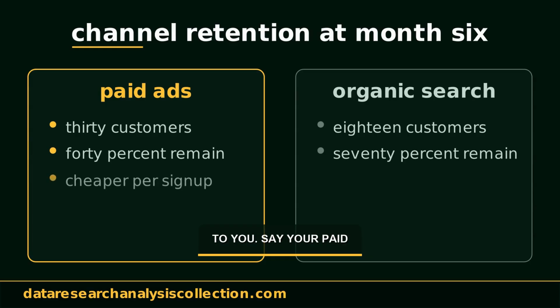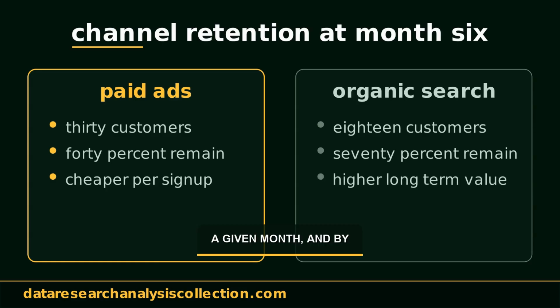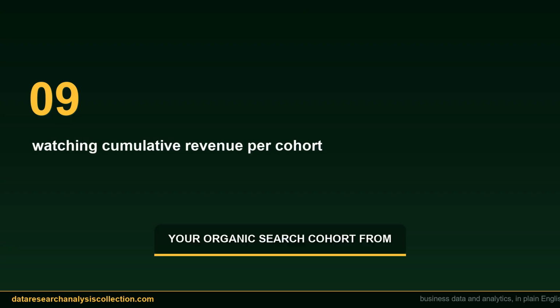shown it to you. Say your paid ad campaign brings in a cohort of 30 customers in a given month, and by month 6, 40% of them remain. Your organic search cohort from that same month brings in 18 customers, and by month 6, 70% remain.